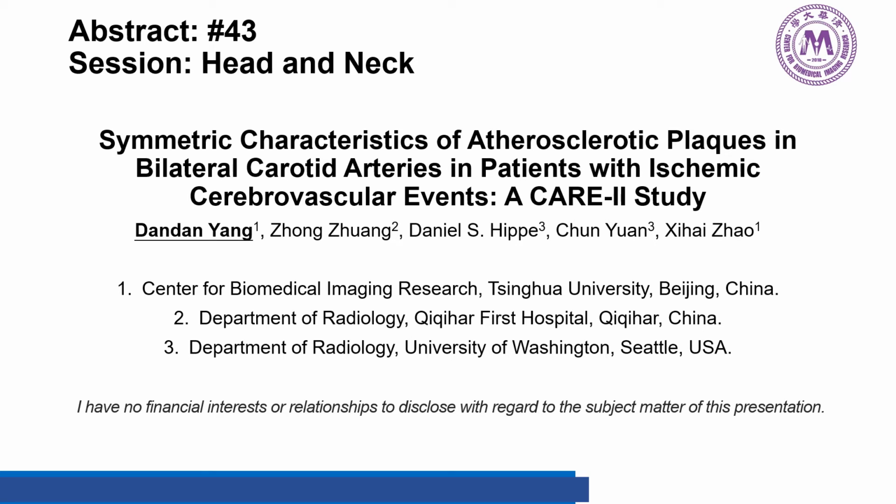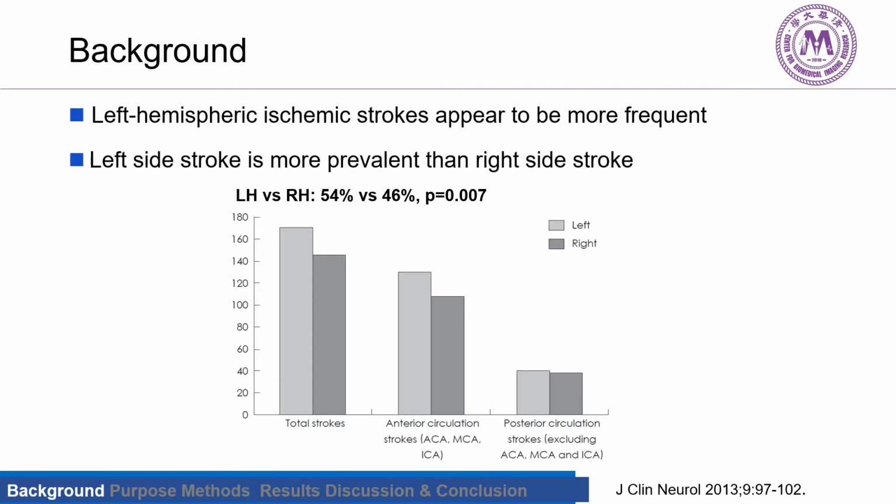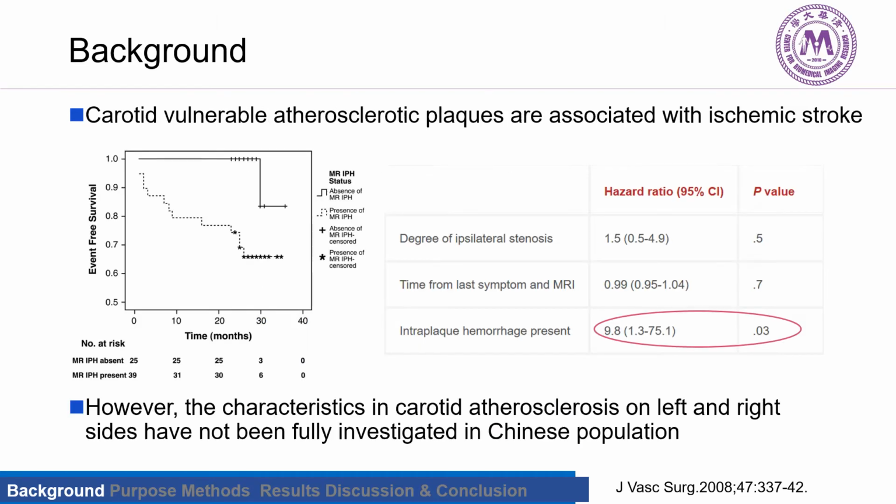Today my topic is symmetric characteristics of atherosclerotic plaques in bilateral carotid arteries in patients with ischemic cerebrovascular events, a CARE2 study. Previous studies have shown that left hemispheric stroke is more prevalent than that on the right side.